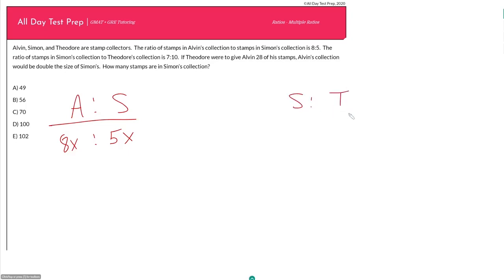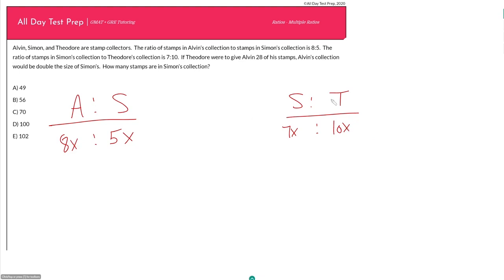That is 7:10. The classic mistake people make is if this is 8x to 5x, they then say, well, this must be 7x to 10x. But think about what you are doing if you were to say this. You are saying that my two ratios here have the same multiplier, which would mean if x is equal to 1, if Alvin has 8 stamps, Theodore must have 10 stamps. Or if Alvin has 16 stamps, Theodore must have 20 stamps. But that is not necessarily true.